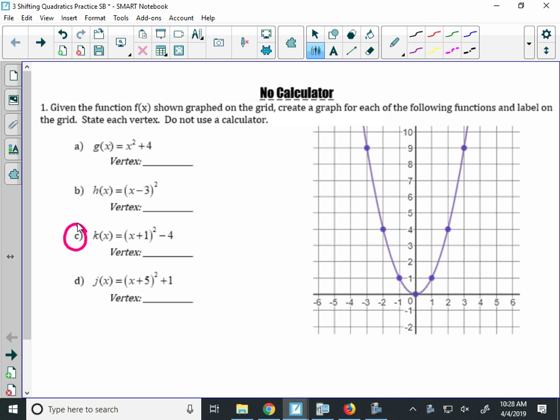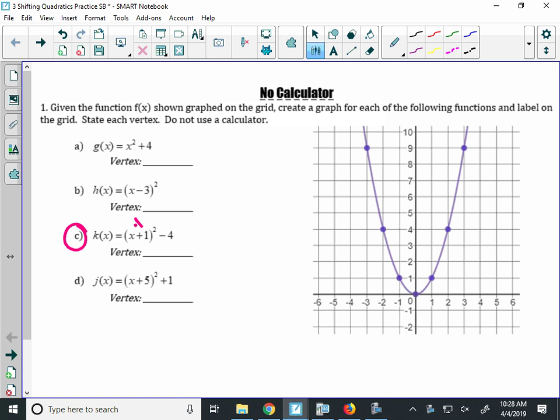We're given the parent function of the quadratic. Alright, so that's y equals x squared. That's what's graphed for you. And we are going to graph the function k of x. So the first thing we need to do is figure out where the new vertex is.